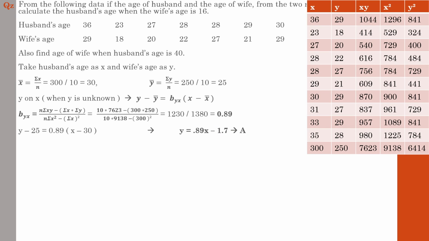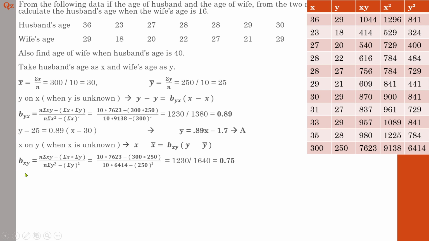Once you develop the first equation, you have to go for the second equation. When x on y, and when x is unknown, the situation is x minus x mean equal to bxy into y minus y mean. And for finding out the value of bxy, you need to use another equation, bxy equal to n sigma xy minus sigma x into sigma y divided by n sigma y square minus sigma y the whole square. If you go through the computations in the previous case, you can see that the numerator is almost similar. The only change is the denominator.